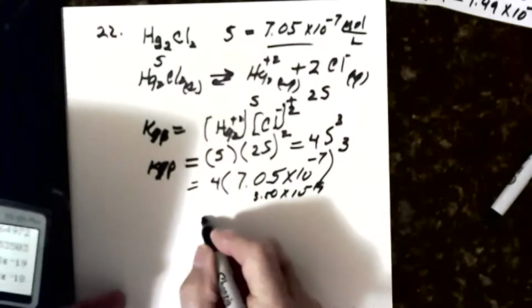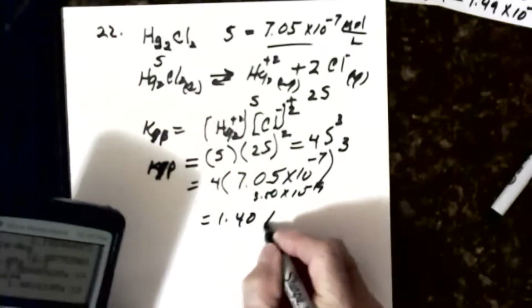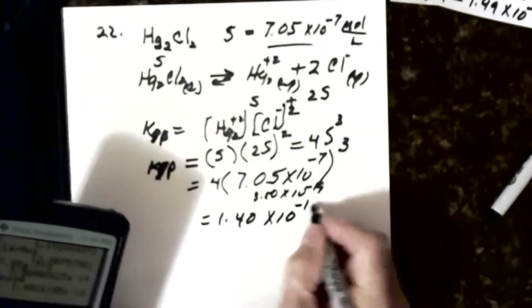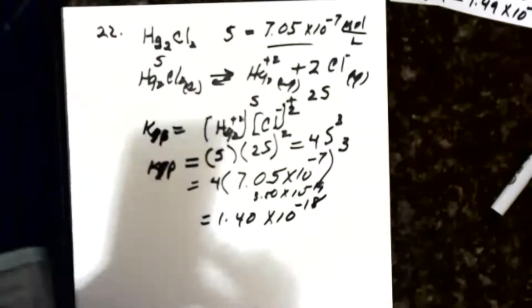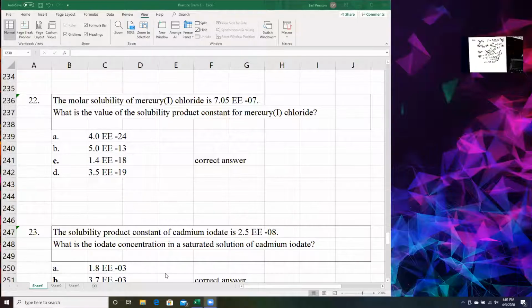So my answer is 1.40 times 10 minus 18. So that should be the correct answer. And let me fix it so you can see the exam again. And indeed, that's answer C.